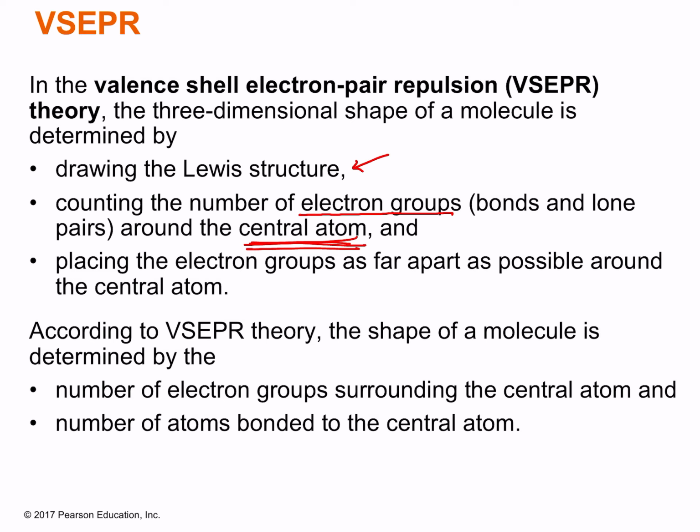And so what happens, like I said, in reality, is the electron groups end up being as far apart as they possibly can. Because electrons are negative, and so if they come too close to another electron, they'll repel. And so the way they account for this is that they spread out and they'll be as far apart as possible. And so this whole theory is called VSEPR. So the shape of the molecule is determined by two things: the number of electron groups surrounding the central atom and the number of atoms bonded to the central atom. So we're going to go through and see all the different shapes that your molecules can have.